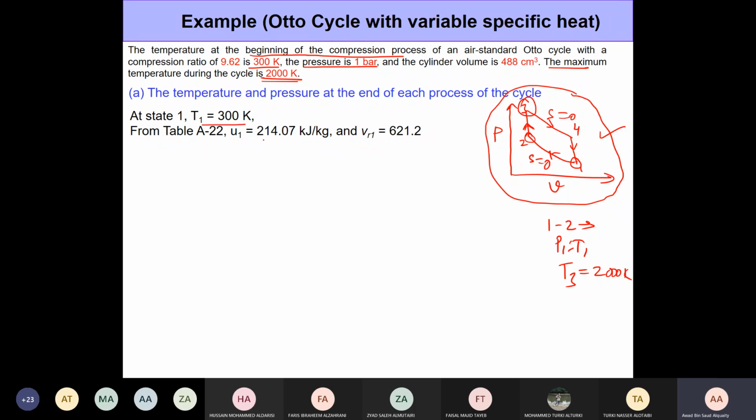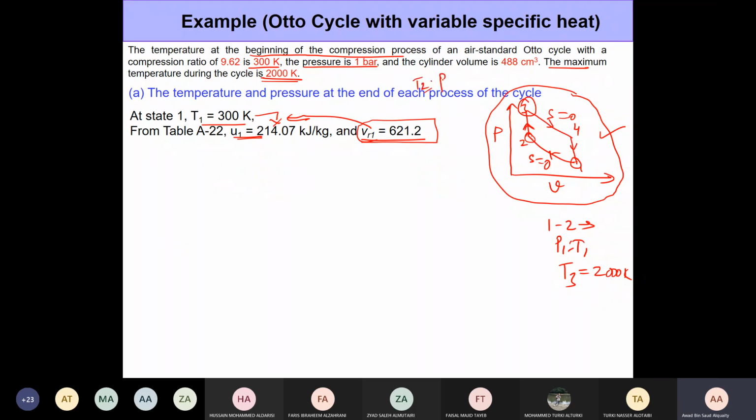All right, coming back, let's look at what's given to us. We have T1 and P1, but since we're dealing with an ideal gas, if you have T1, you can go ahead and determine the internal energy at state 1 and also VR1. Okay, so VR1 is 621.2. Again, these two are just functions of temperature. We have everything that we need for state 1, right? Now we need to determine the temperature and pressure for all of the states. So we need T2, P2, T3, P3, and so on.